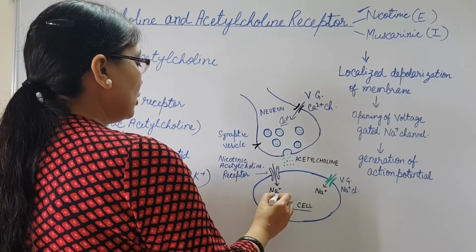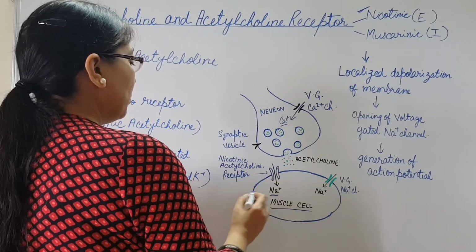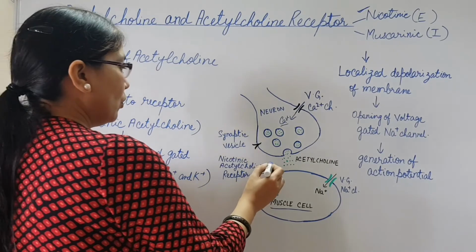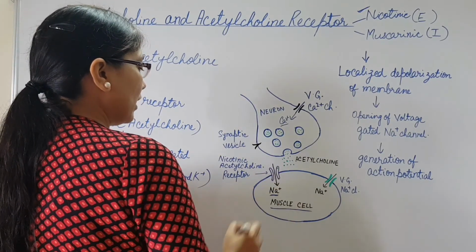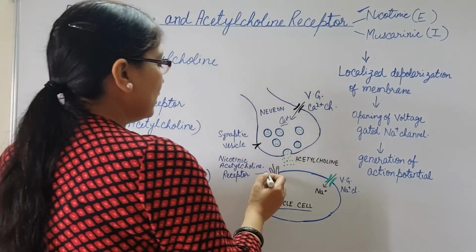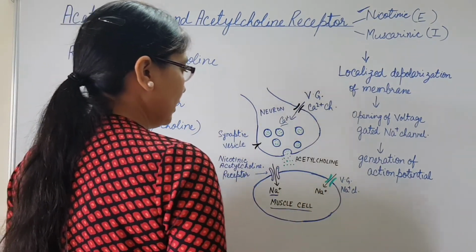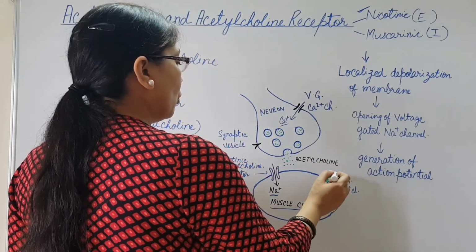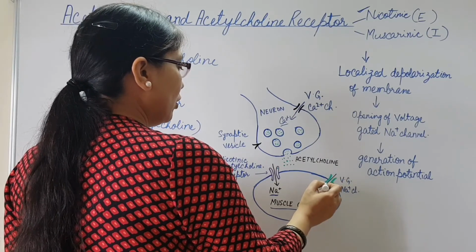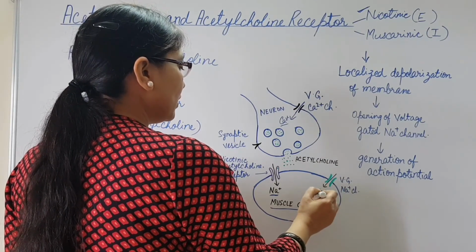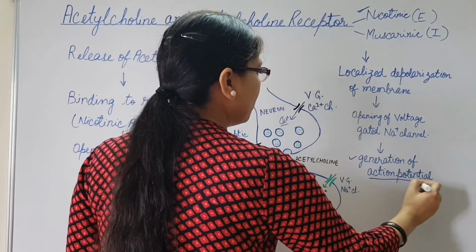Because the gradient of sodium ion across the membrane is steeper compared to the potassium ion, the inward movement of sodium ion exceeds that of potassium ion. This results in the localized depolarization of the membrane of the muscle cell, and this triggers the voltage-gated sodium channel to open, as a result of which more sodium ions move inside, and this leads to the generation of action potential.